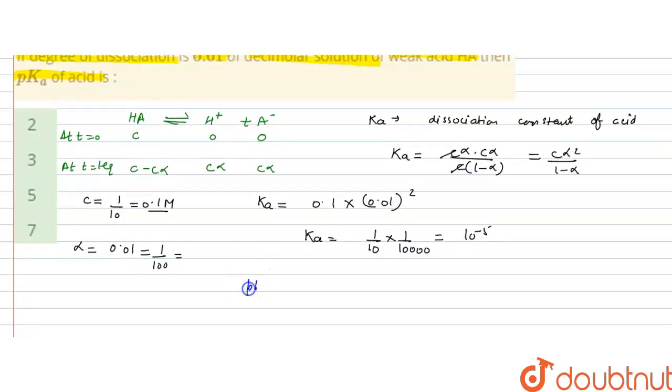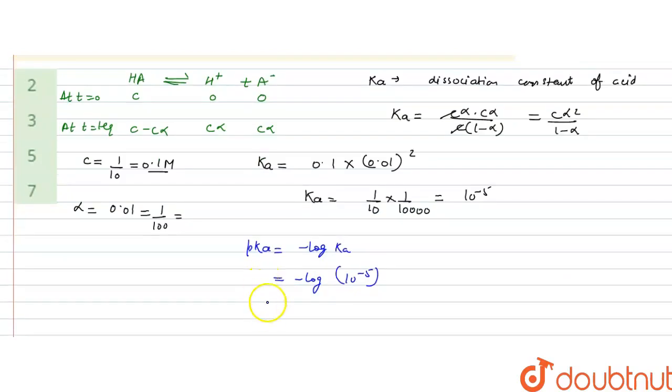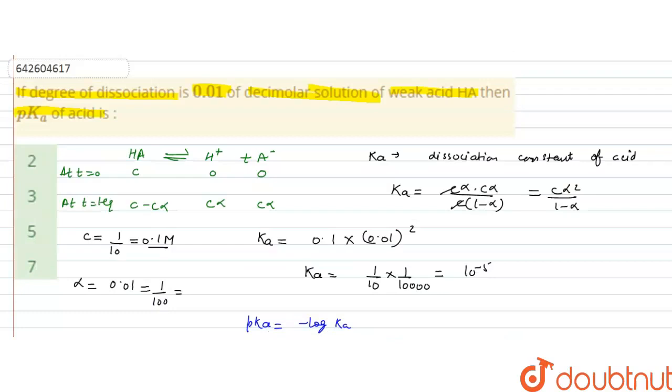Now pKa is equal to minus log Ka. Similar to how we calculate the pH from minus log H plus concentration, we will take the log of this, so it will be minus log 10 raised to power minus 5. This minus will come here, so it will be minus of minus 5 and log 10. Log 10 value is 1, so it will be 5. It means pKa of the weak acid is 5. So the answer to this question is option C, that is 5. I hope you understood the solution.